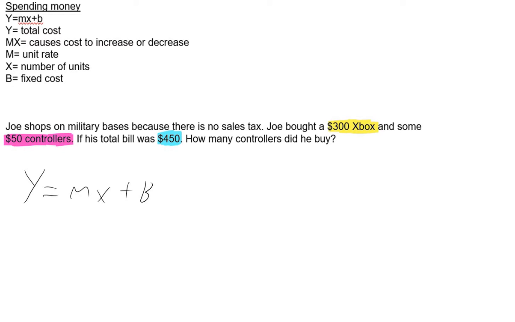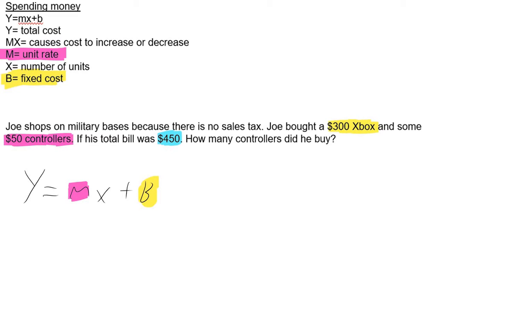So, $300 Xbox. Well, you only need one of those in order to play a game, so that's going to be our fixed cost, our B term. Then we look at our $50 controllers. Well, that could go up to 4, right? So let's just assume that we don't know how many he has, but we do know that that's how much he's paying per. So we definitely see that as a rate, our M term, right?